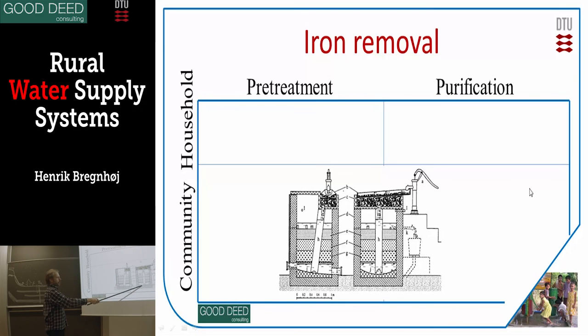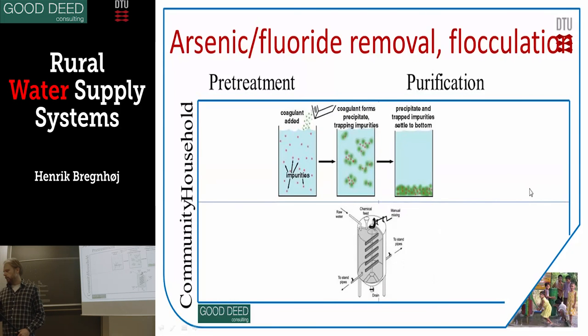It will sediment in the bottom here, and then it will filter through stones. These are small stones, and then you get clean water here. So that is a simple iron removal plant if you have that problem. Arsenic, some of you have arsenic in your village. There are different ways to treat that.